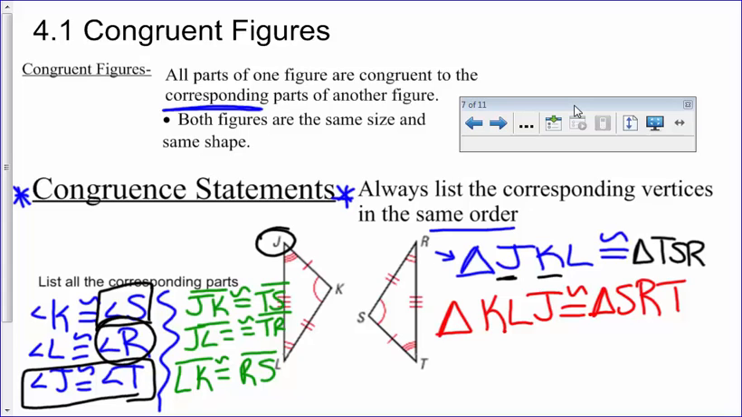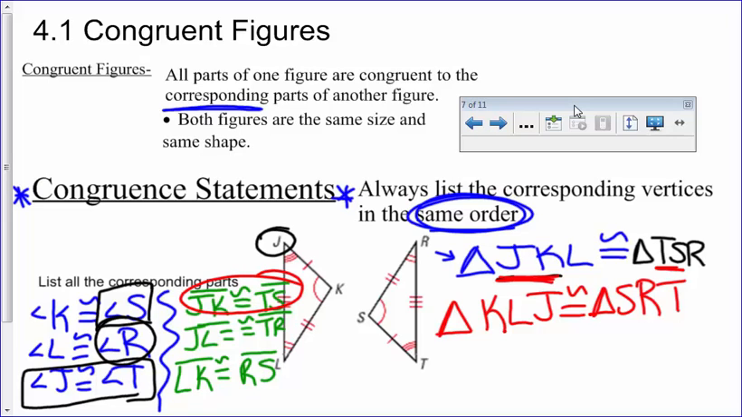There are several ones. You just have to make sure that they're listed in the same order, the same spot. If you also notice, now that I just did the angles, that matches up the sides. So JK and TS match up. Okay, and we wrote that up here. JK and TS match up there.